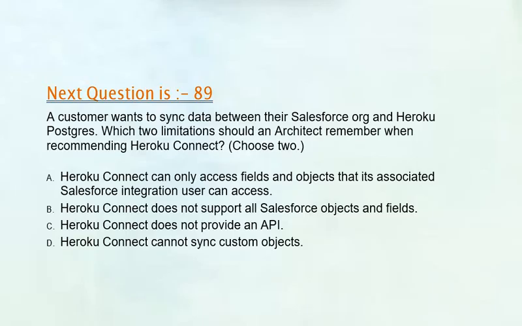Option A, Heroku Connect can only access fields and objects that its associated Salesforce integration user can access. Option B, Heroku Connect does not support all Salesforce objects and fields. Option C, Heroku Connect does not provide an API. Option D, Heroku Connect cannot sync custom objects.